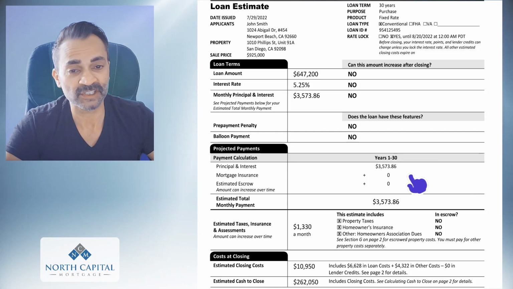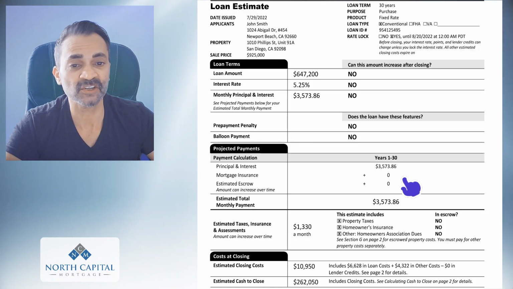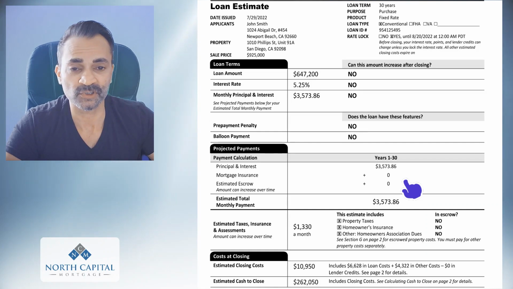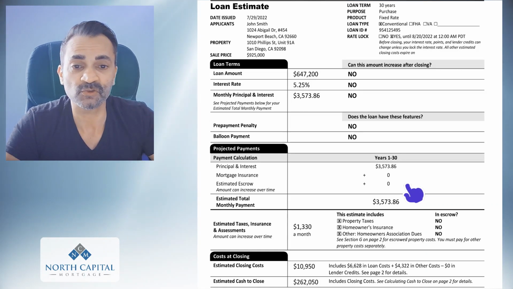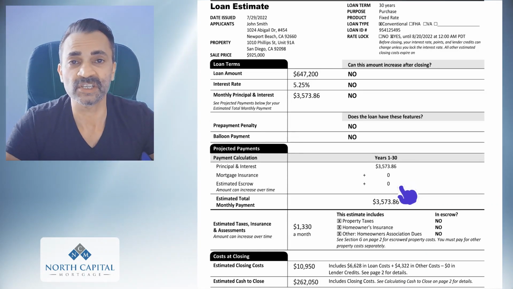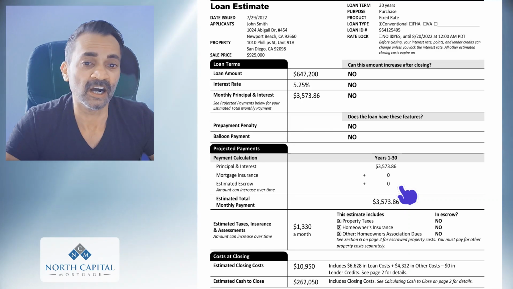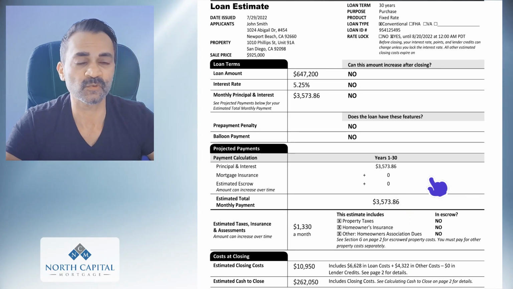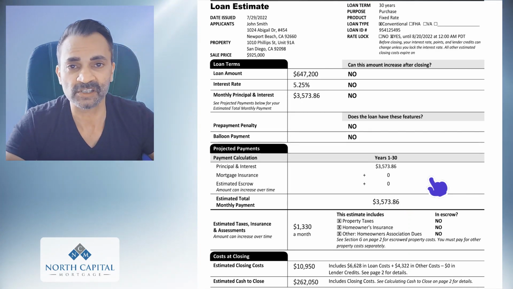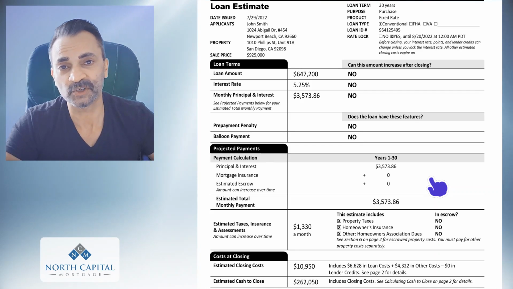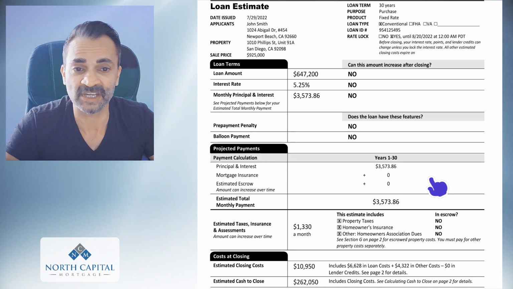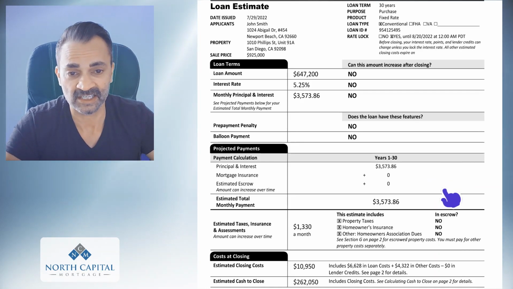Projected payments, we've already taken a look at the principal and interest, but here you can see there's no mortgage insurance, likely because they're putting down more than 20%. And the estimated escrow is 0. That's because there is going to be no impound account on this loan. An impound account is where you pay taxes and insurance monthly. The servicer accrues that and then periodically pays it out to your insurance company and the county for property taxes.